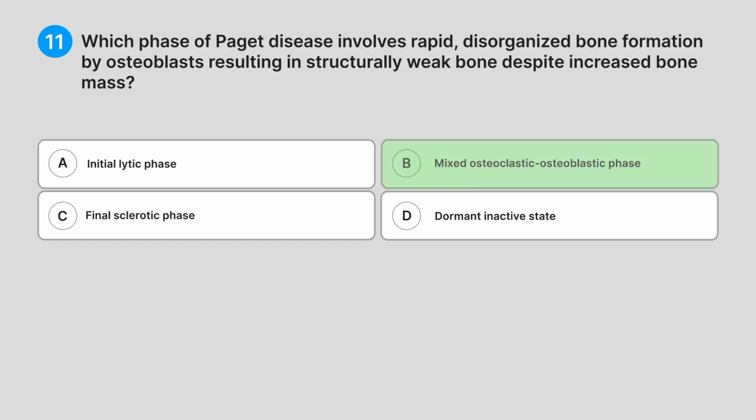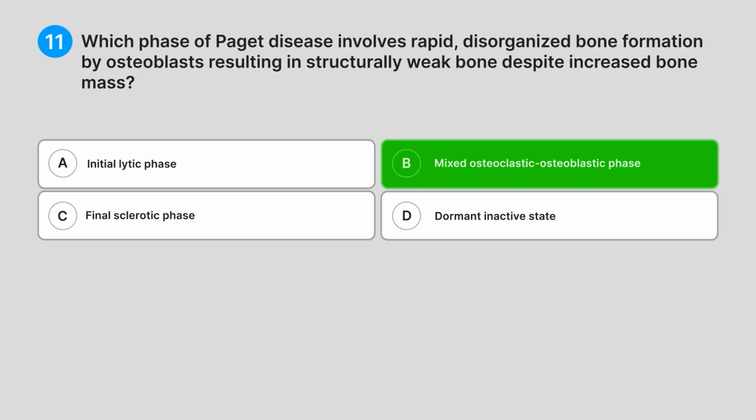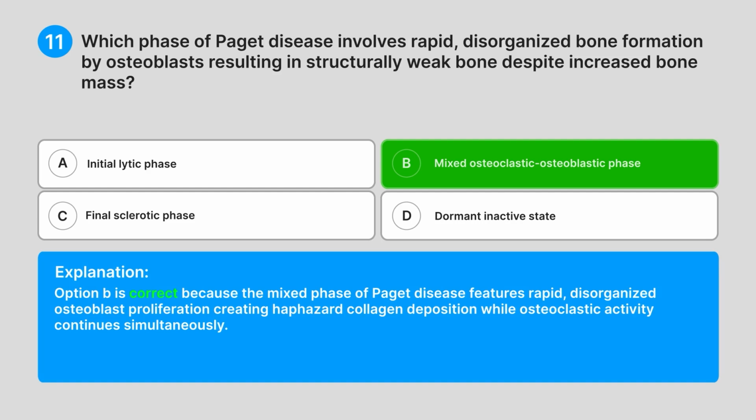Correct answer, B. Mixed osteoclastic osteoblastic phase. Explanation. Option B is correct because the mixed phase of Paget disease features rapid, disorganized osteoblast proliferation, creating haphazard collagen deposition, while osteoclastic activity continues simultaneously.